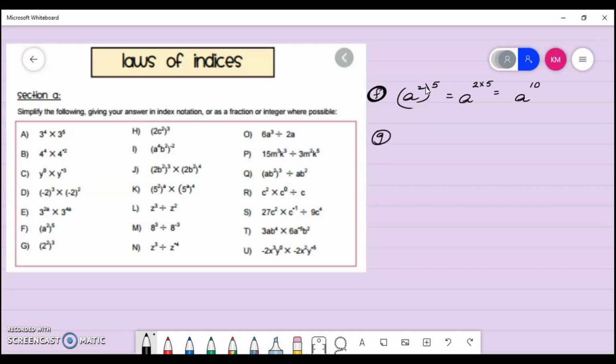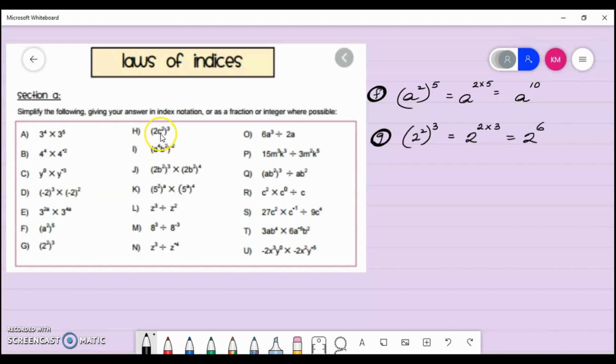Next question, we have 2 to the power 2, and that is raised to the power of 3. So again, this is just like the question we worked previously. We are going to say 2 raised to the power of 2 multiplied by 3. We are going to get 2 to the power 6.